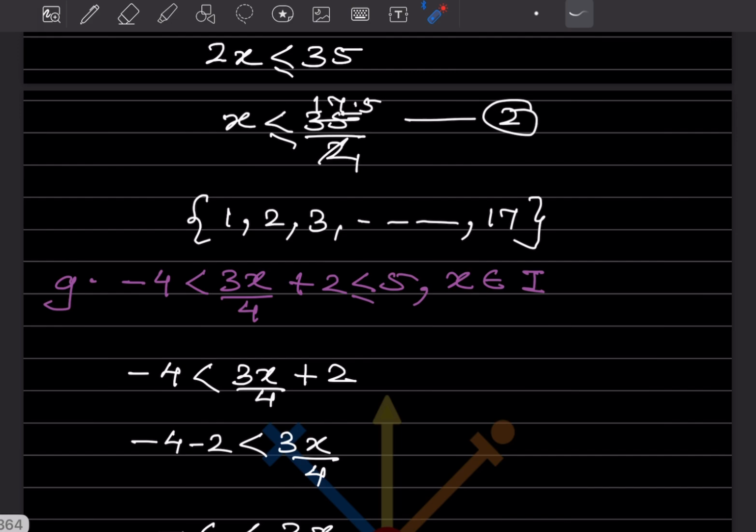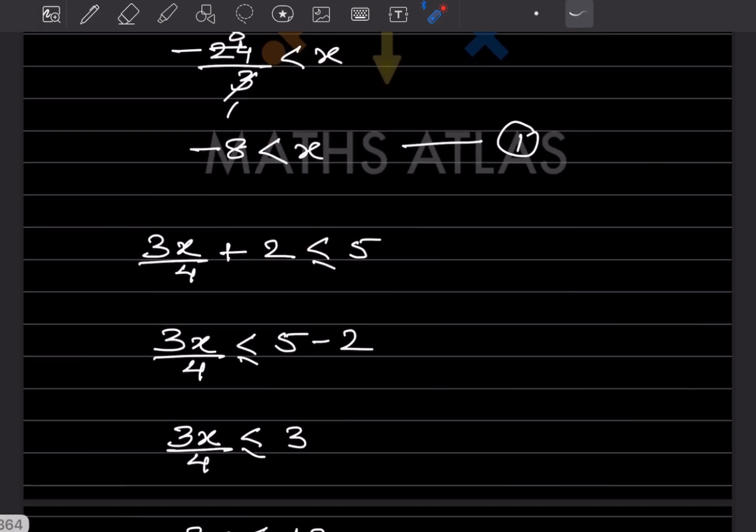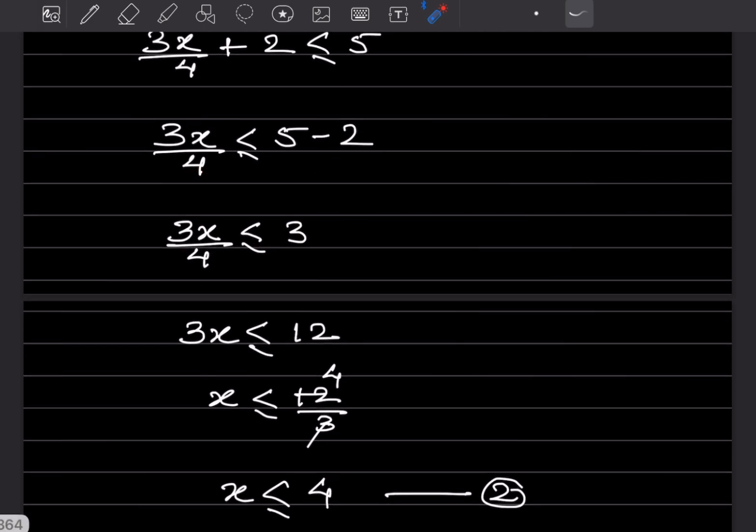Now we will take this and this part, which is here. So this is the same, this is the same. Plus 2 is going to be minus 2. So this will be 3. This is going to be the same. So this will go on the other side. 4 3s are 12. So x will be 12 divided by 3, which is going to be 4. So this is equation number 2.